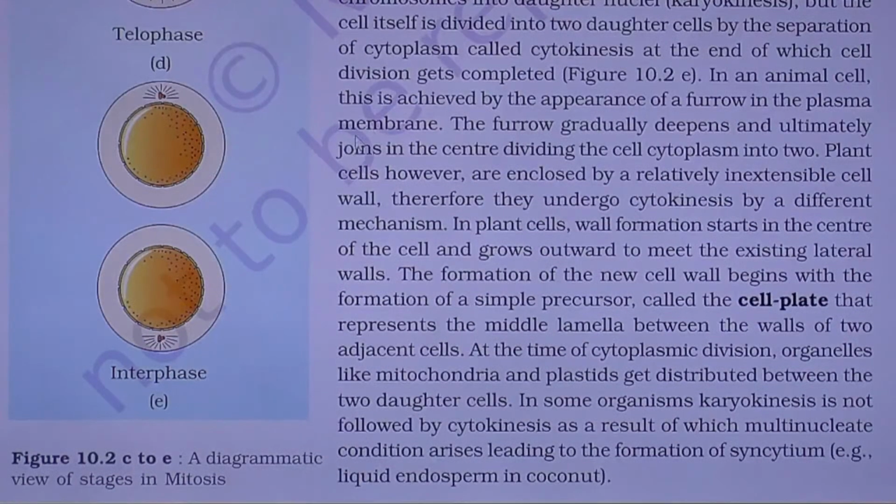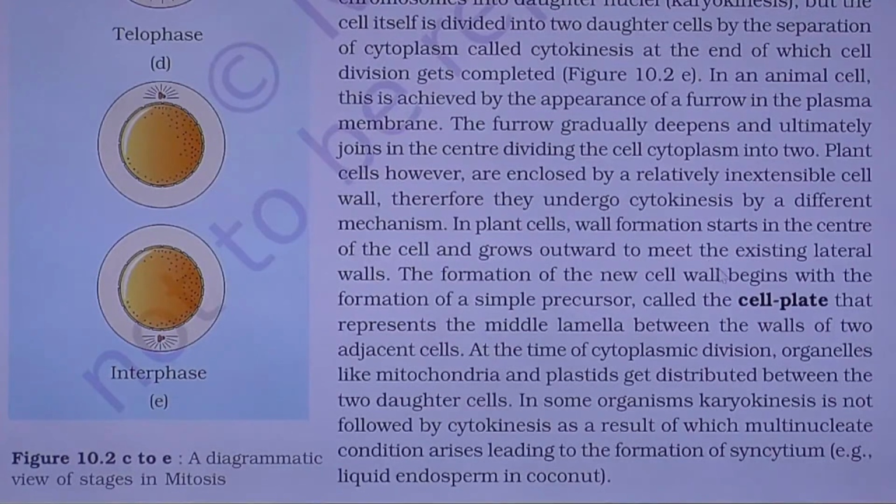In animal cell this is achieved by the appearance of furrow in the plasma membrane. The furrow gradually deepens and ultimately joins in a center dividing the cell cytoplasm into two. Plant cells however are enclosed by a relatively inextensible cell wall. Therefore, they undergo cytokinesis by a different mechanism.